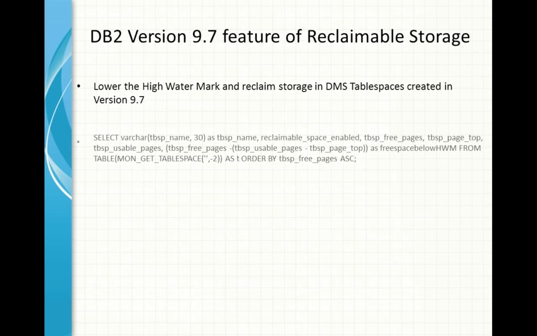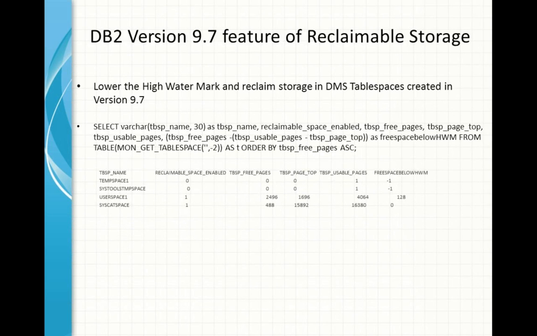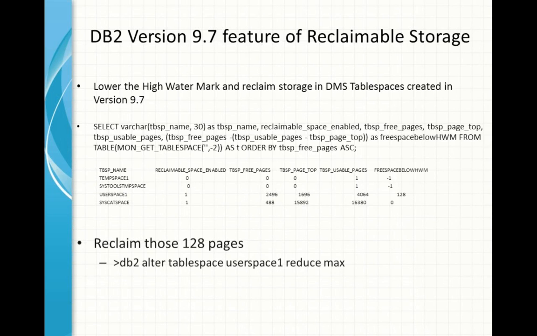In version 9.7 there is a new feature called reclaimable storage. Before version 9.7, the only way to release storage was to drop containers or reduce the size of containers above the high watermark. The high watermark had to be reduced, and it was pretty painful using the DB2 Dart utility. With tablespaces created in 9.7, we can easily reduce the high watermark and reduce the size of the containers. So we can lower the high watermark and reclaim storage.